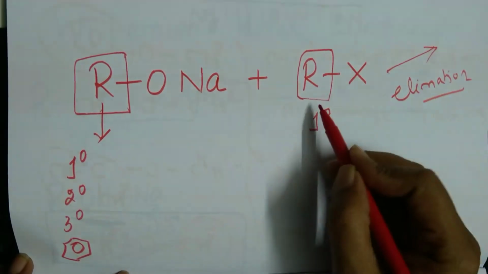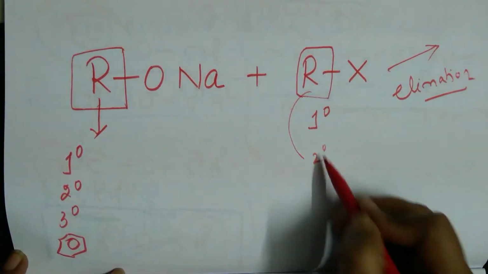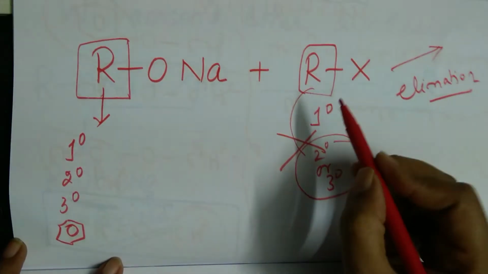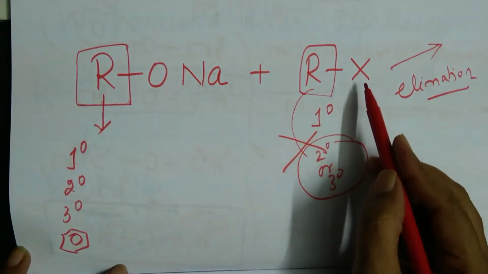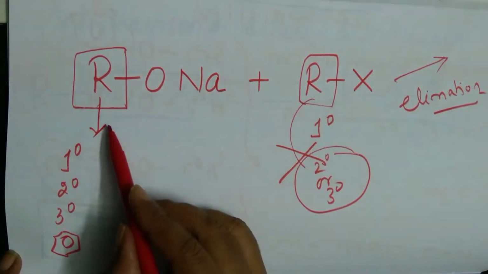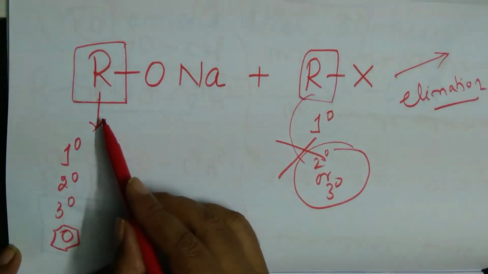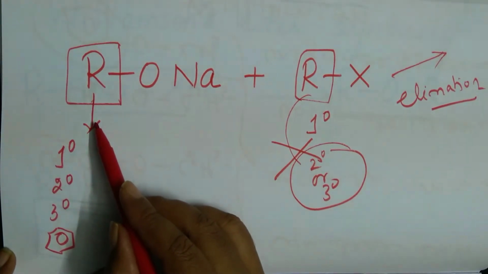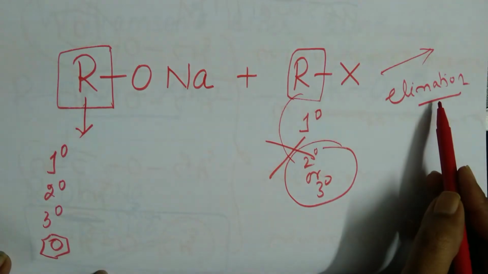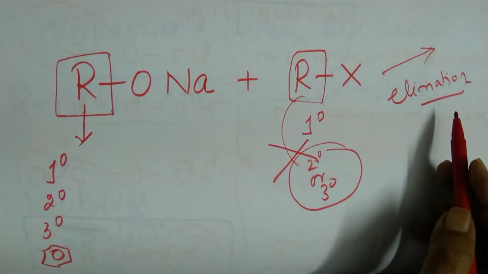If I change this R, it means R cannot be secondary or tertiary. You have to use only primary alkyl halides. If at all you want to change R, then you have to change it in your alkoxide ion. What happens if you change it here? It will lead to elimination reaction and not substitution reaction.